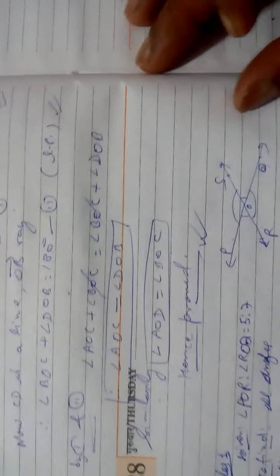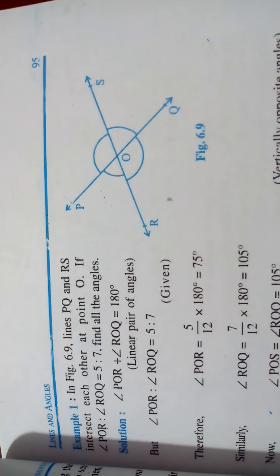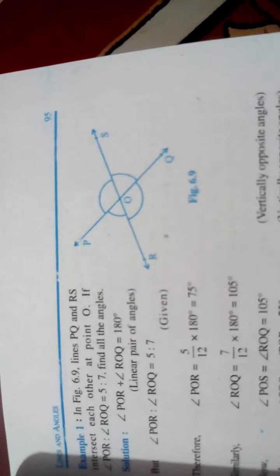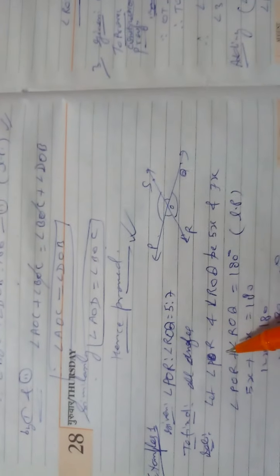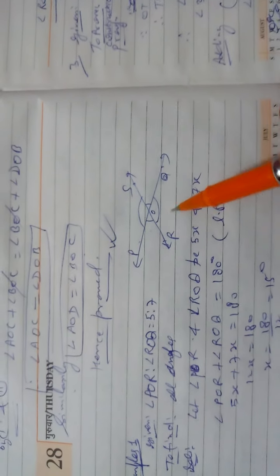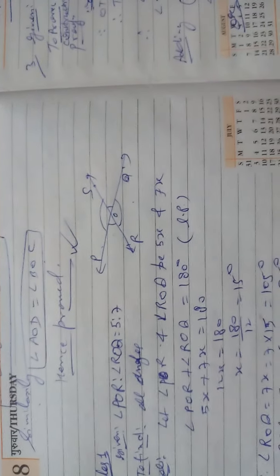In the book, NCERT, there are 3 examples given. Example number 1: PQ and RS intersect at O. It is given that the ratio of angles POR and ROQ is 5:7. You want to find all the angles.